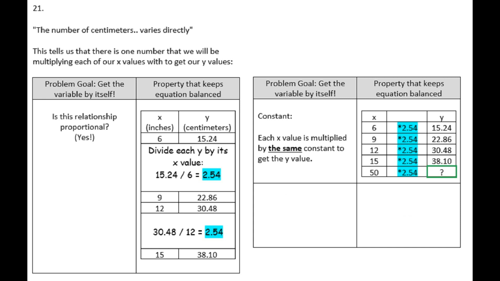Now, the question asks us, what happens when we get to 50? How many centimeters are there in 50 inches? So what's our strategy? Well, we know our formula, y equals 2.54x. And the answer here is just a matter of plugging things in and figuring out the answer. So 50 times 2.54 is 127. All right, that is our first answer.